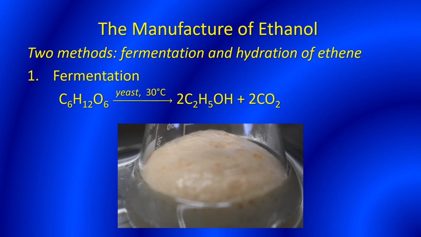So the equation for this reaction: we've got our glucose here from sugar, and the glucose reacts with yeast at a temperature of 30 degrees C. It's important that the reaction is anaerobic, so it's done in the absence of atmospheric oxygen, and under those conditions we produce ethanol plus carbon dioxide.